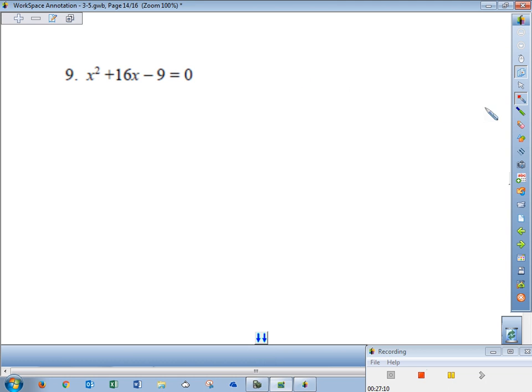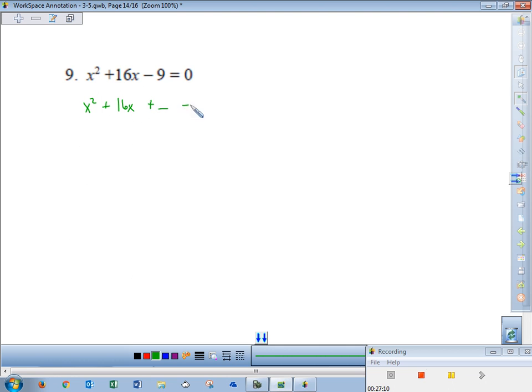Two numbers that multiply together to be negative 9. That'd be 1 and 9, where one of them is negative. That's not adding together to be 16. Or 3 and negative 3. That's not adding together to be negative 16. So nope. It's down to either complete the square or quadratic formula. So this right here is a complete the square situation.